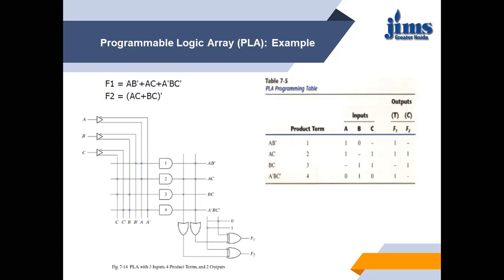So in the question we have to solve the K-map for F1, F1 bar, F2, F2 bar. We have to take the common terms, that is, minimize the number of minterms, and then we have to construct the PLA programming table. You need not draw the structure in the examination.